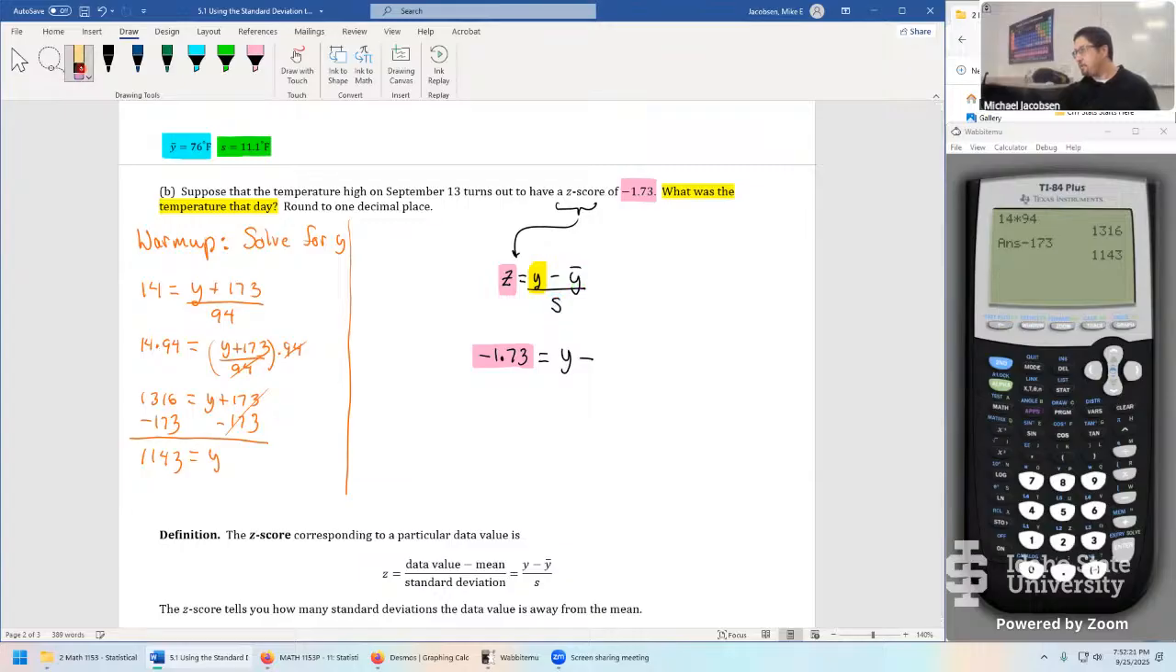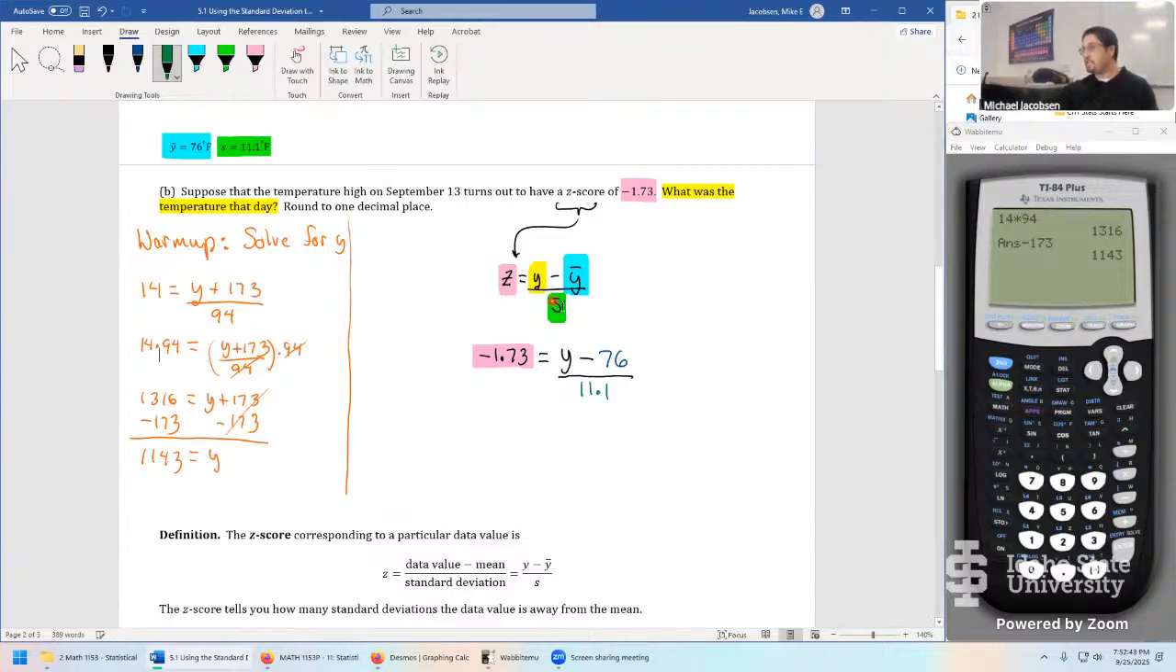hang on, I noticed a problem here. Let me fix my color coding. I need to get out of that habit. Y bar should be in blue. That nearly made me grab the wrong number. 76 degrees. I think I've made this comment before. Color coding is no good unless we're consistent all the way down. So sorry for that distraction there.